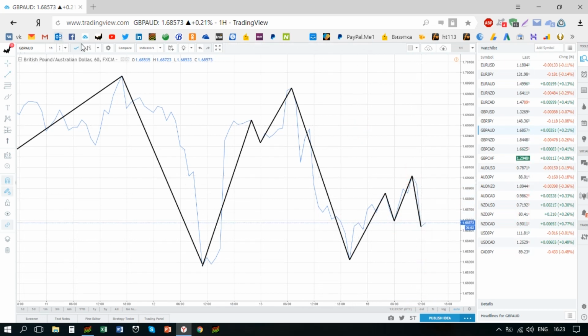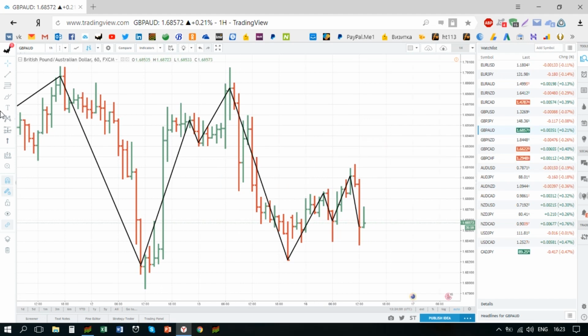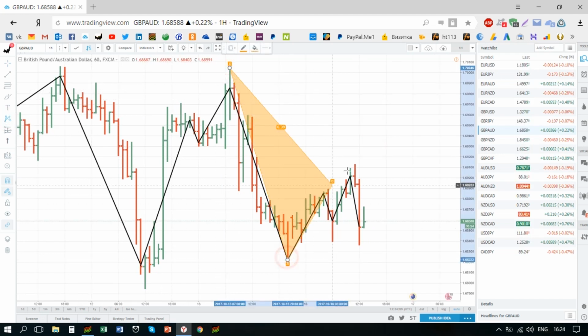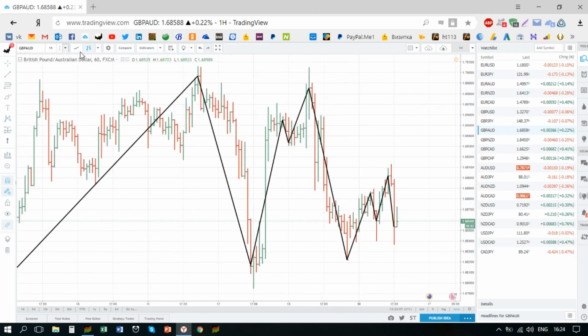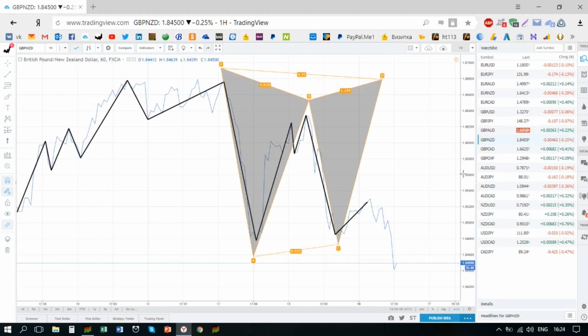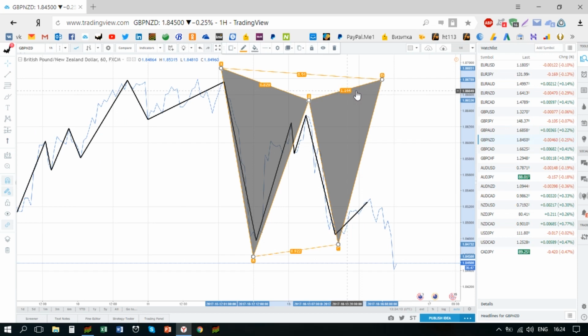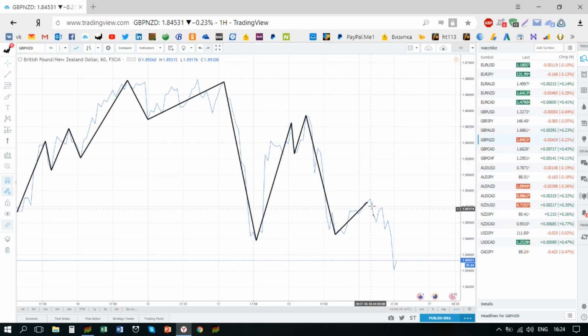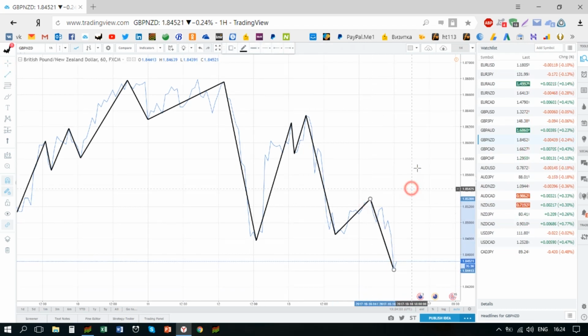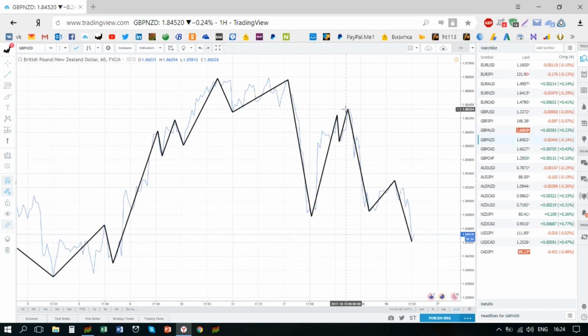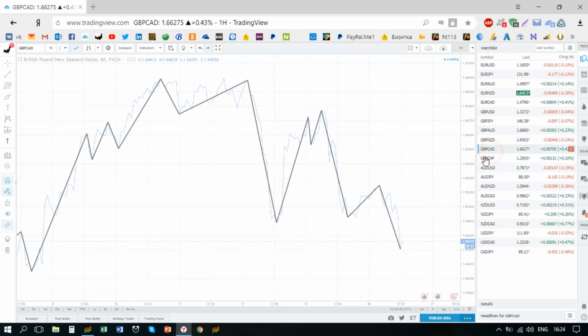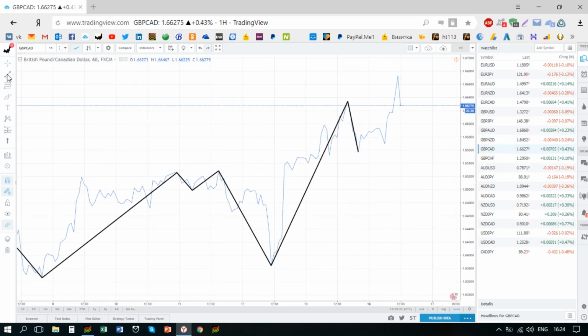Okay, for pound Aussie, what do we have? Nothing here, nothing this way, but we can have it this way. No potential pattern. Okay, pound New Zealand, invalidated butterfly formation. Finally it was invalidated, and we broke lower, continuing this kind of downtrend. Pound Canadian going higher, obviously.